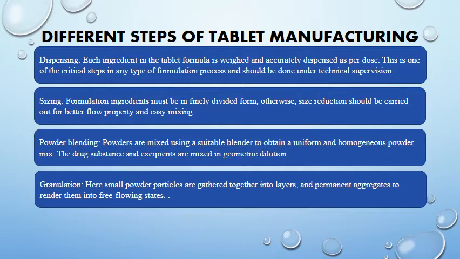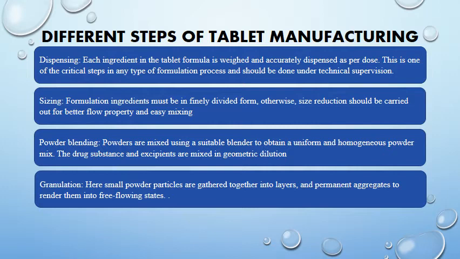Next is sizing. The formulation ingredients must be in finely divided form, otherwise size reduction should be carried out for better flow property and easy mixing. If the drug or the excipient are not in powdered form, there will be many difficulties faced during the manufacturing of the tablet: the flow property required for the flow of the granules will not be accurate, proper mixing will not be there, distribution of the drug in the tablet excipient will be affected, and moreover the compression will not take place properly.